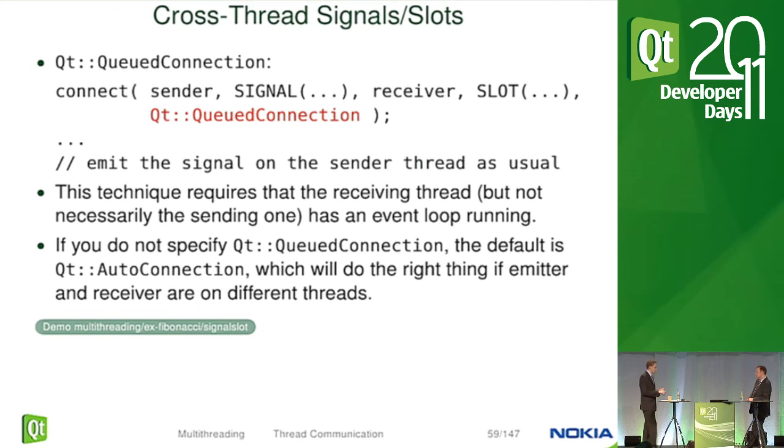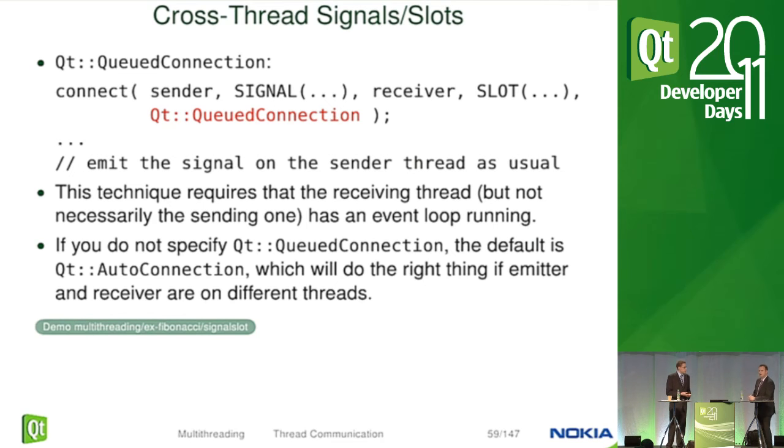One missing bit is what happens with a signal slot connection if you don't explicitly specify if you use a queued or a direct connection. Then it falls back to auto connection, and that checks if the sender and the receiver are currently, at the moment where you do the connect, in the same thread. Then you get a direct connection, and if not, you get a queued connection.